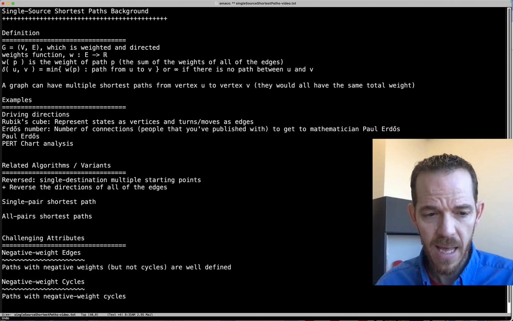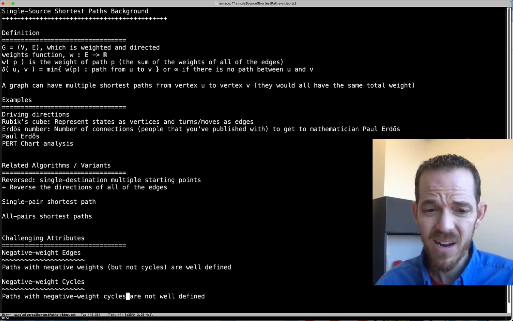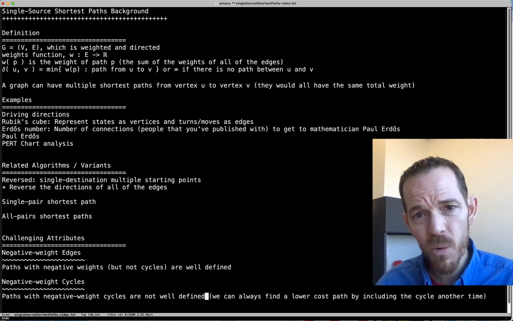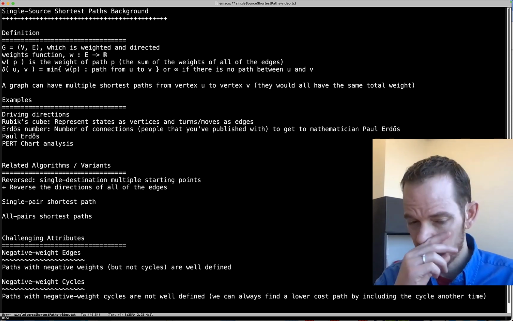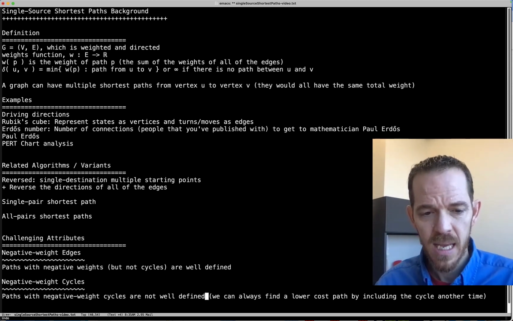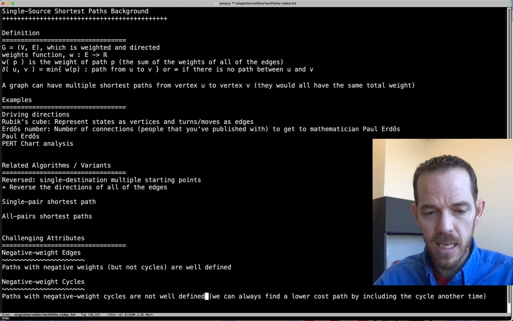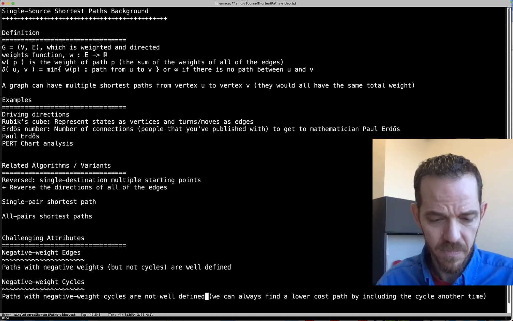So these are paths with negative weight cycles, and they are not well defined. Why is that? It's because we can always find a lower cost path by including the cycle another time. If we have a loop, a cycle that has a negative weight, then we can reduce the overall weight of the path, the cost of the path, by just including the cycle another time.